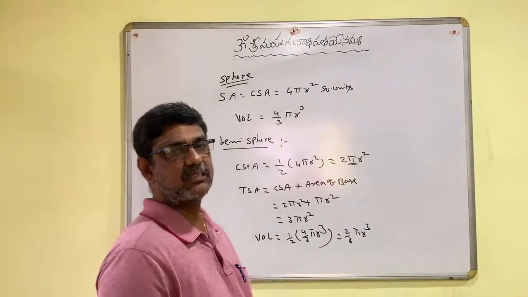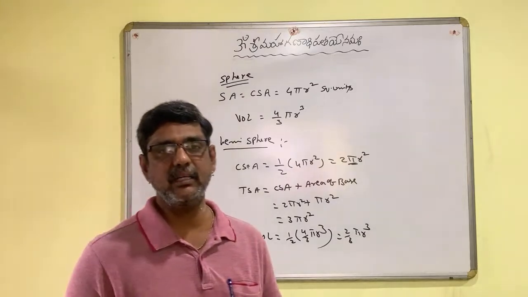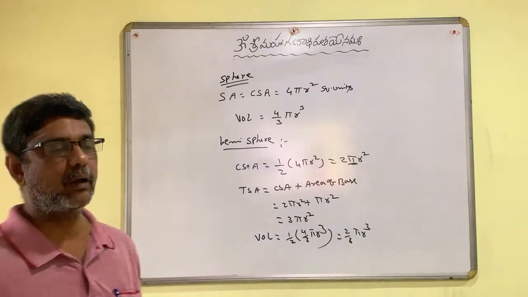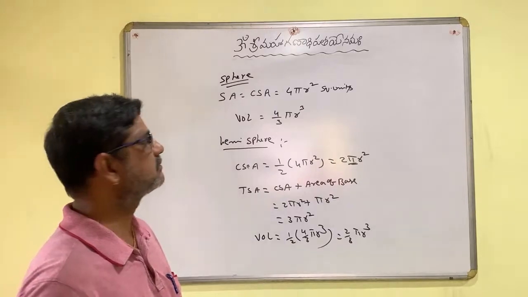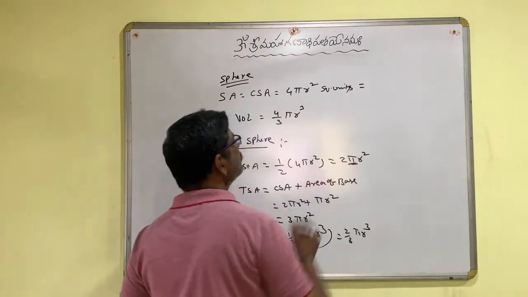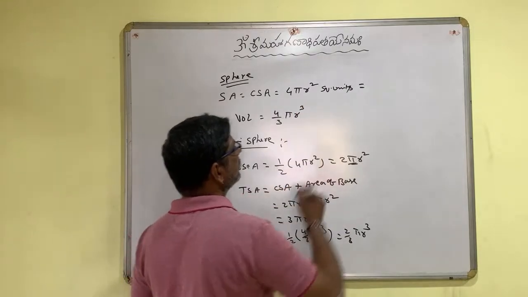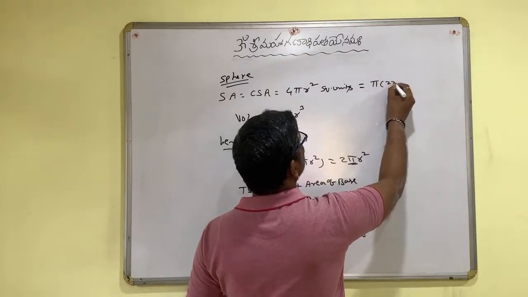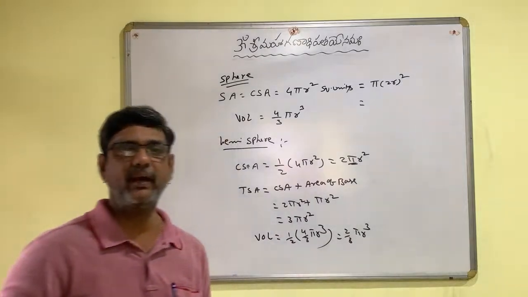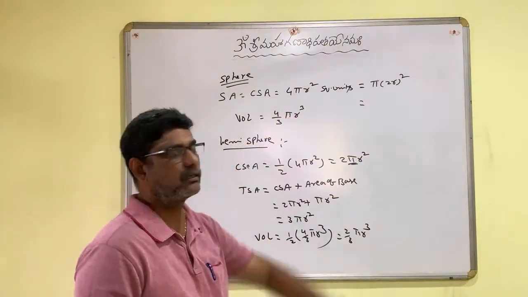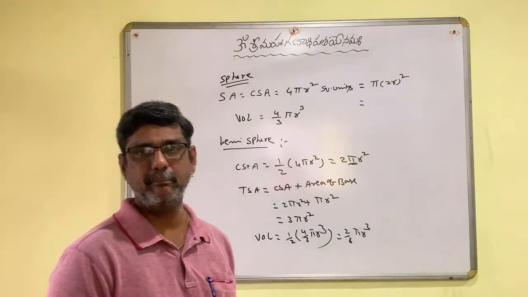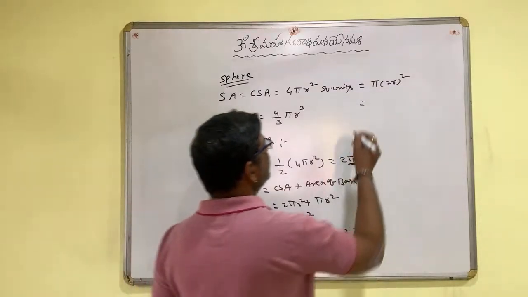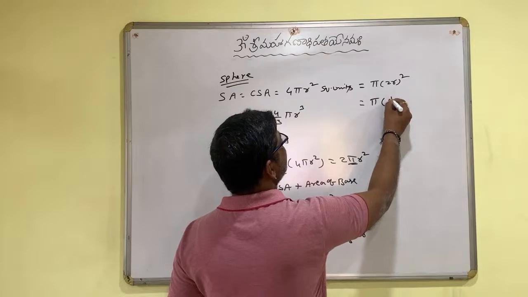So these are the formulas that you need to learn by heart, because whenever necessary we have to use these formulas in problem solving. Moreover, children, 4 pi r square we can write as pi into 2r whole square. So that is pi, we know 2r is d.